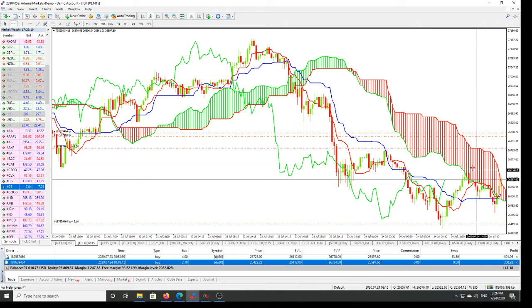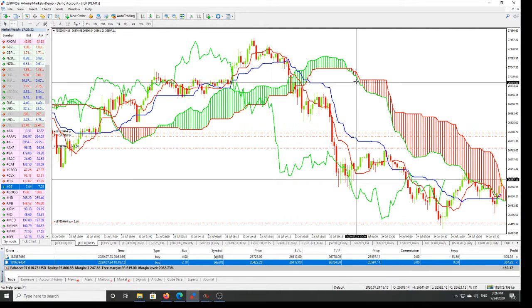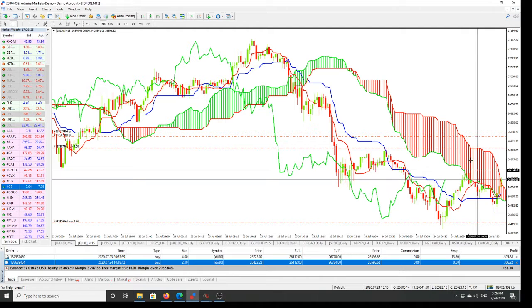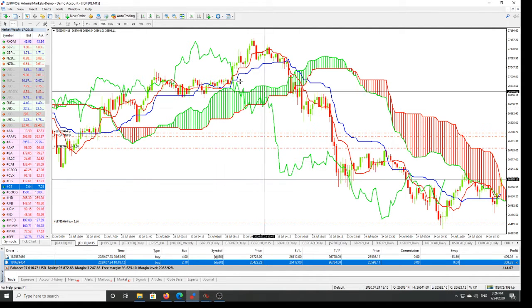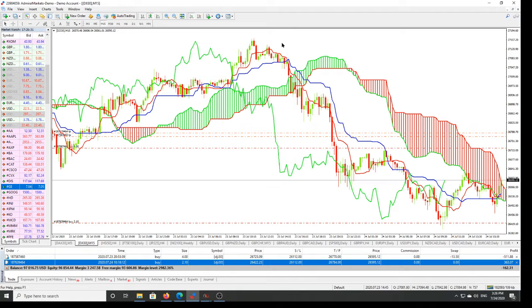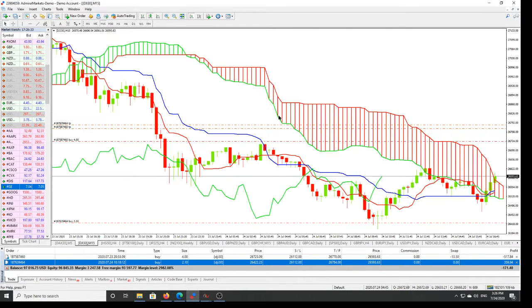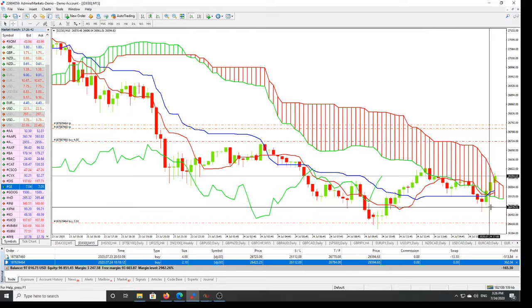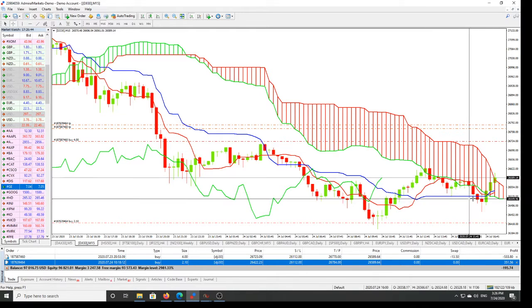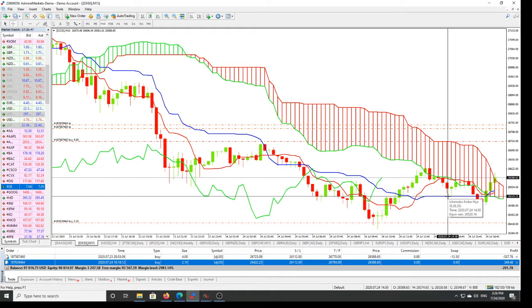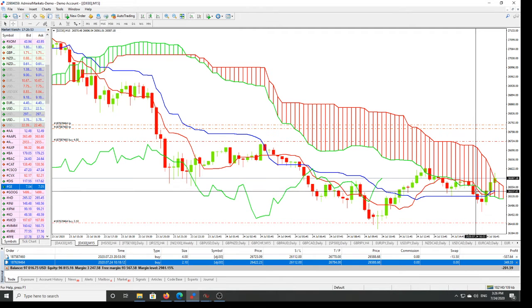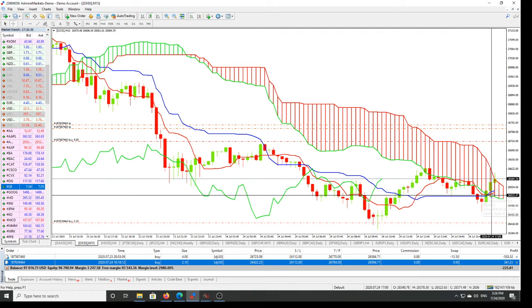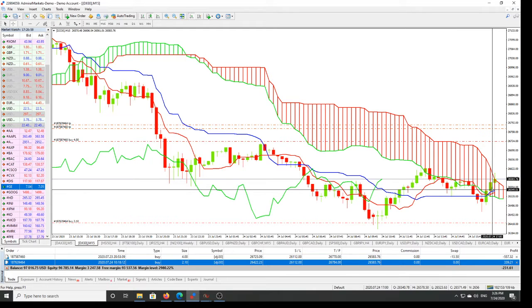So it warns you about the future cloud, whether ahead of you have buyers or sellers. This is all it tells you. Just like I said, Ichimoku works the same way as the MA. So for a buy setup of Ichimoku, when you have your blue, which is the Kijun, crossing the red, which is the Tenkan, that is when you have a buy setup.